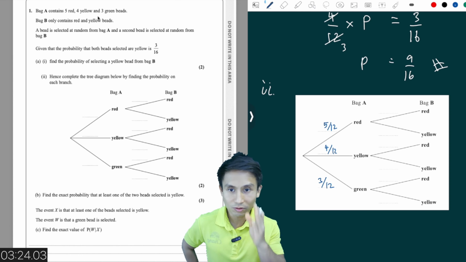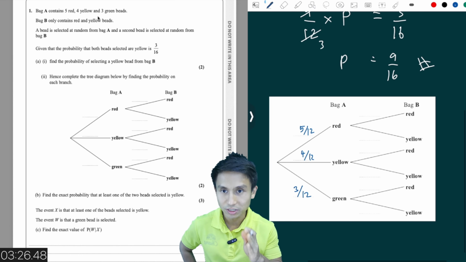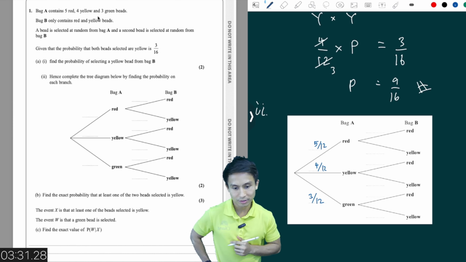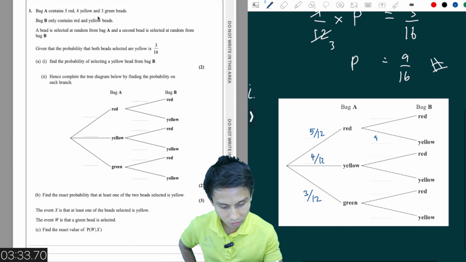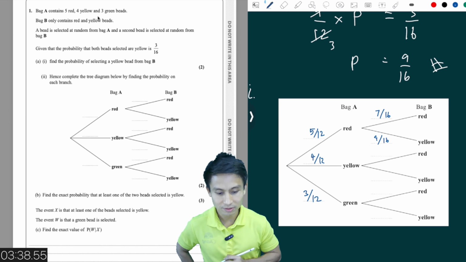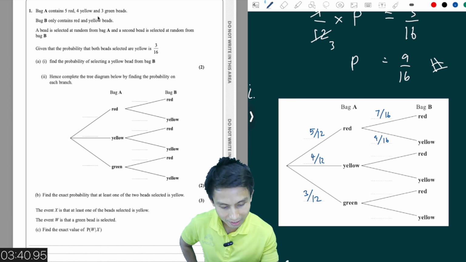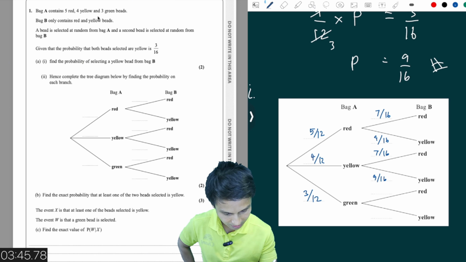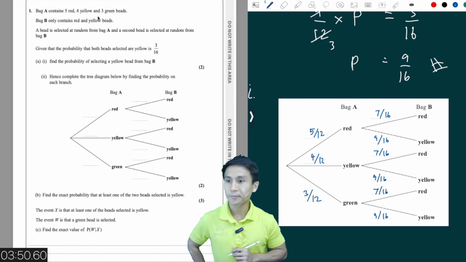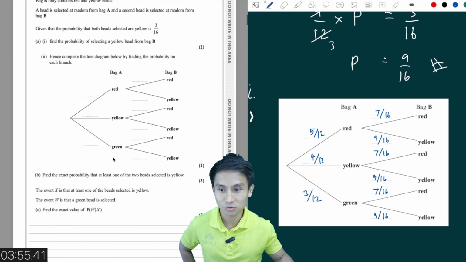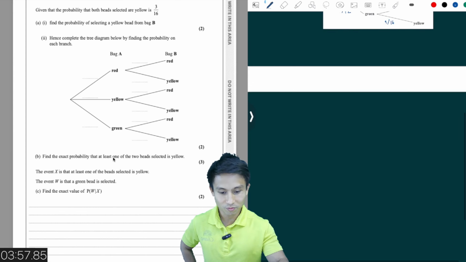And then we already know that for bag B, the probability of just yellow would be 9 over 16, yeah? Let me just double check my math there. Yeah, it should be 9 over 16. So if yellow is 9 over 16, red would be 7 over 16, right? Because 9 plus 7 is 16. And all of those will be the same because they're separate bags, so they don't affect each other. Okay, yeah, so it's fine. That's it for part A.